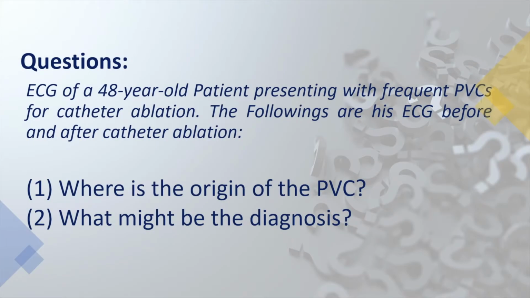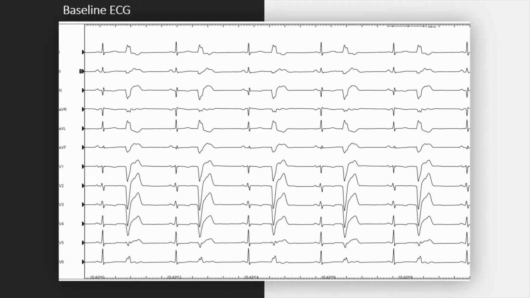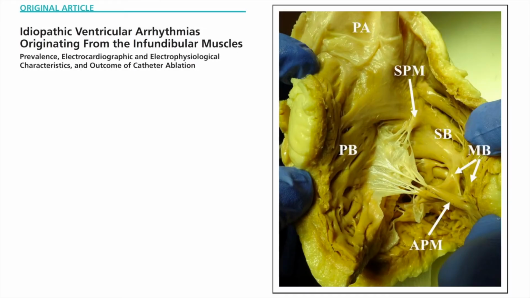The ECG belongs to a 48-year-old man presenting with frequent PVCs for catheter ablation. In these patients, the PVCs have a left bundle branch block morphology with superior axis and a late precordial transition. The echocardiography and cardiac MRI were completely normal. So, where is the origin of the PVC?